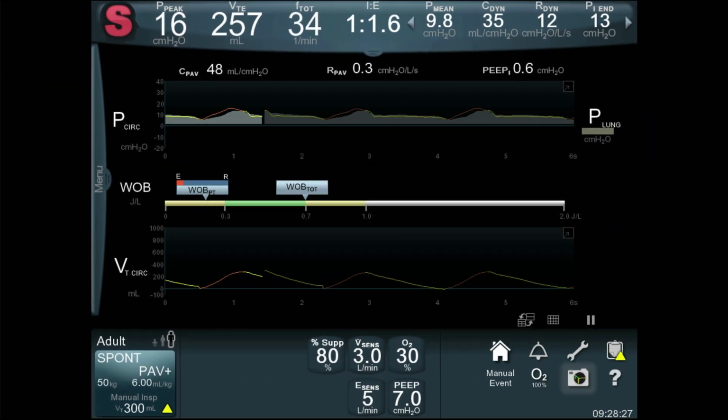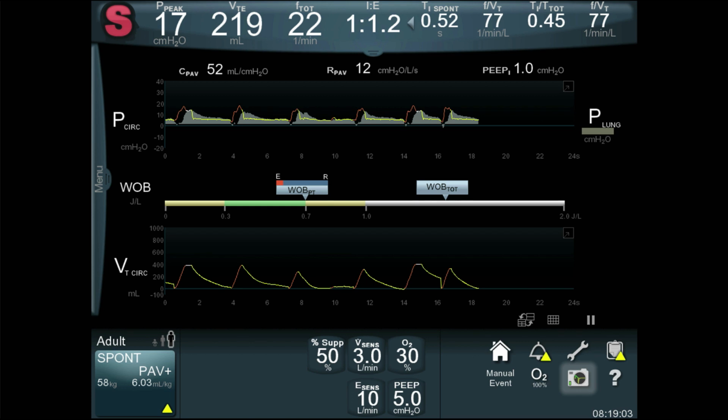Have a look at this example. What do you think? The patient's work of breathing is quite low. You may balk at increasing the support because of the modest tidal volume, but bear in mind that this patient only weighs 50 kilograms. So it's actually okay to reduce the level of support down to 70, 60, or 50%.